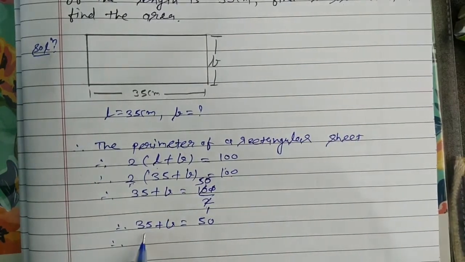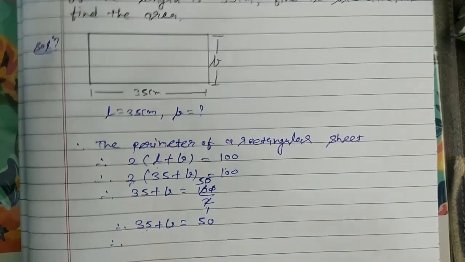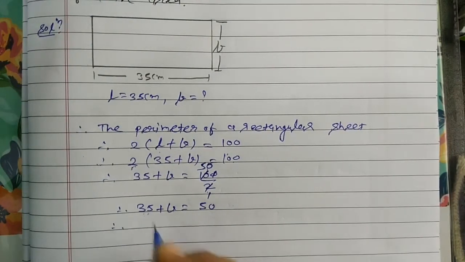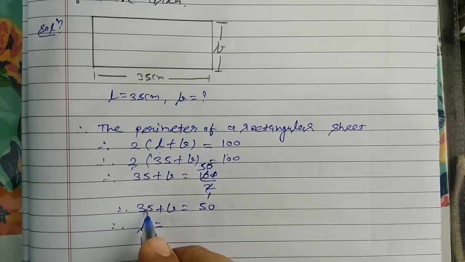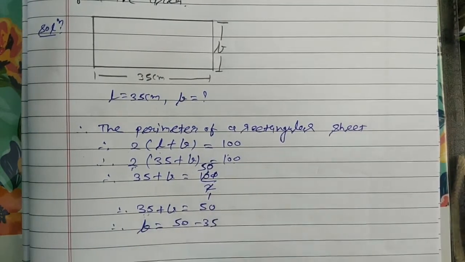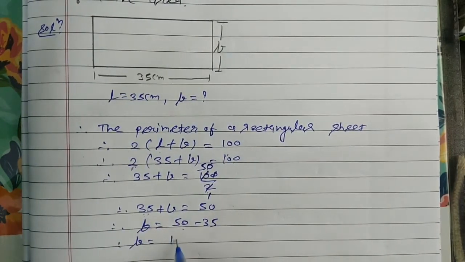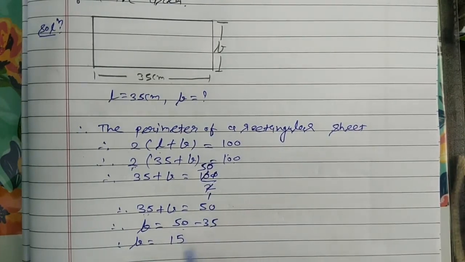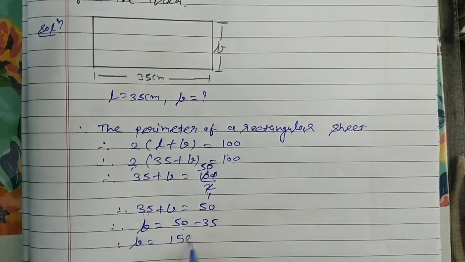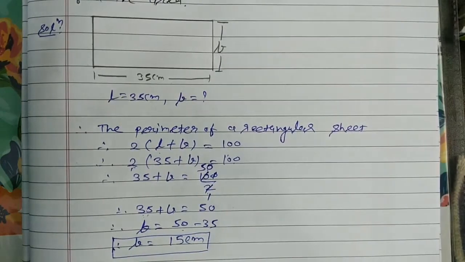And therefore now we will transpose the 35 from left hand side to right hand side, because we want to find breadth, that is small b. So when we transpose this 35 from left hand side to right hand side, this positive 35 becomes negative 35, and therefore b is equal to 50 minus 35, that is nothing but 15. And what will be the unit? Unit is centimeter. So breadth, we have found breadth, that is nothing but 15 centimeter.